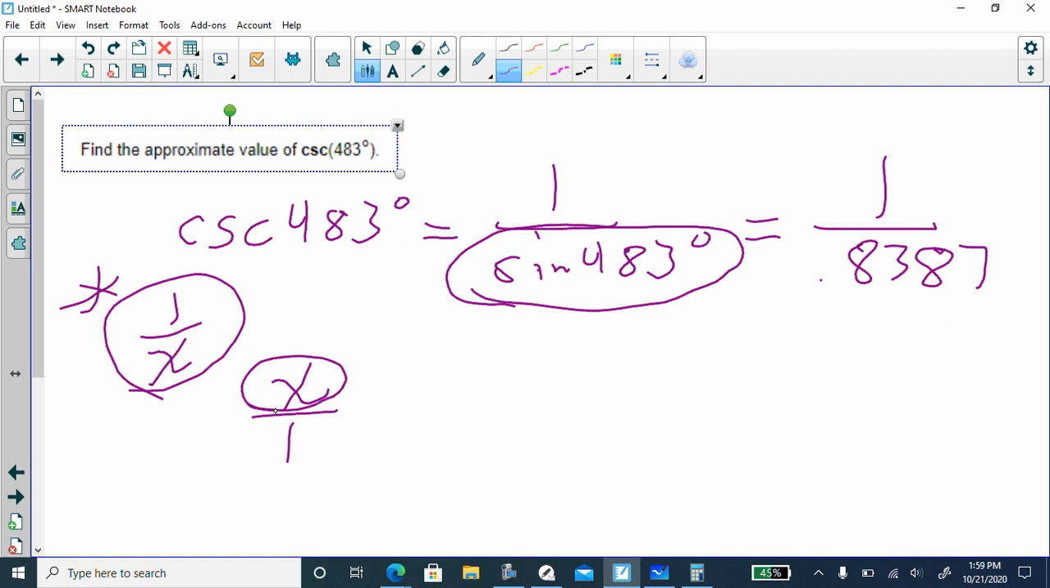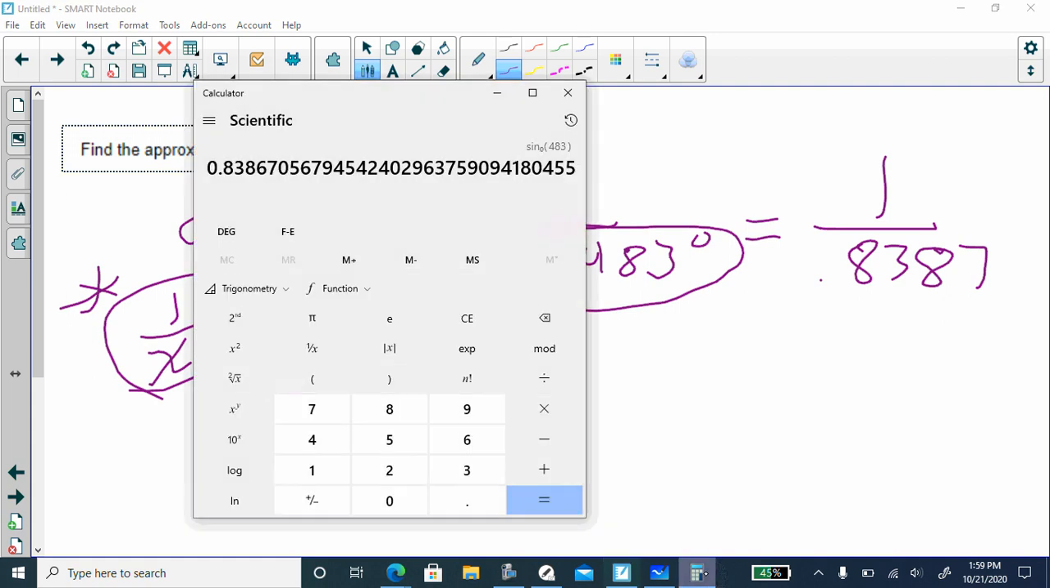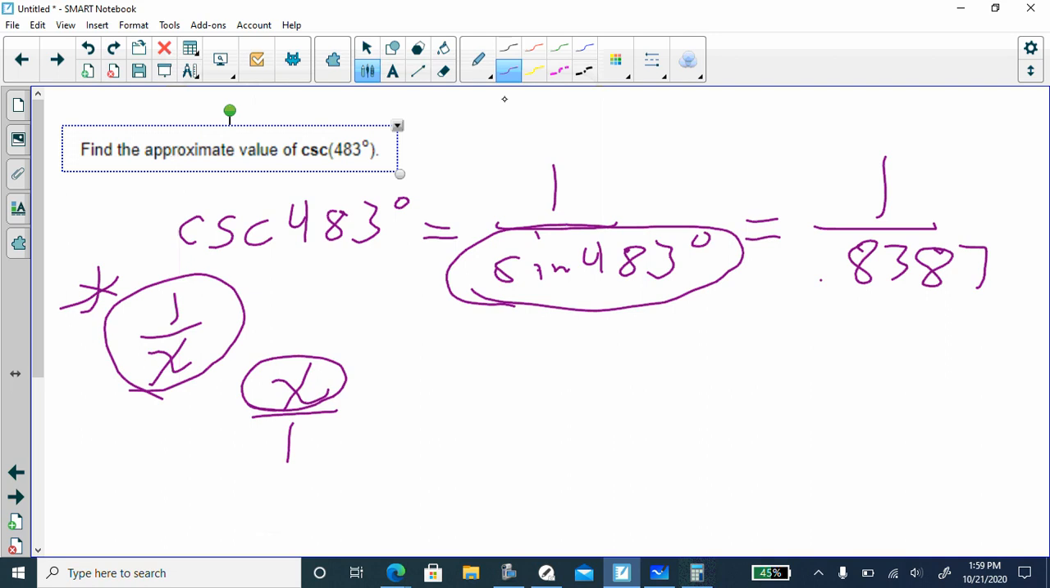So if we calculate sine of 483, and then we take the reciprocal of that, we get 1.1924. So we do not take the reciprocal of the angle. It's the ratios that are reciprocals. So we get the ratio for sine, and then we take the reciprocal of that.